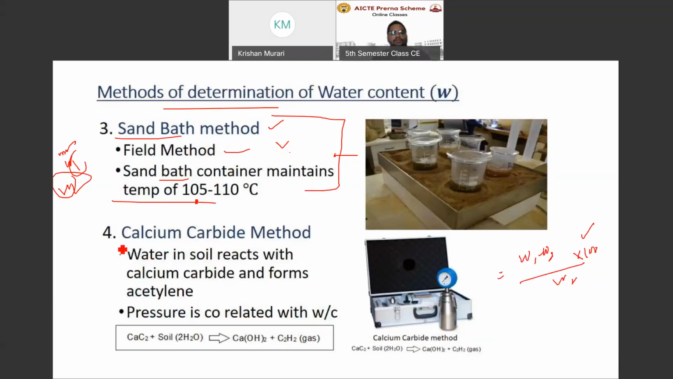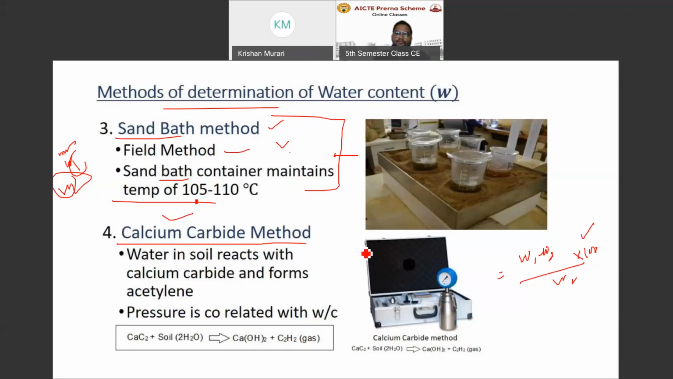Next is the calcium carbide method. In this method, we add some calcium carbide to the soil. The calcium carbide reacts with water and forms acetylene gas.